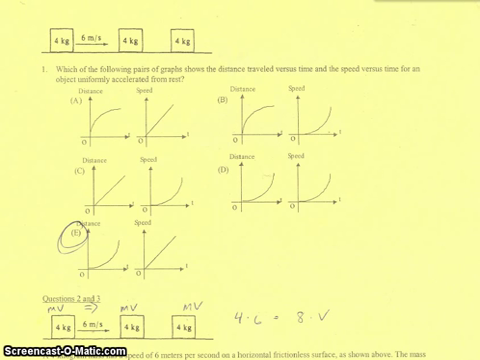We're just looking for a distance versus time and a velocity versus time graph for something that's uniformly accelerated. Again, the distance versus time graph should be curved. The velocity versus time graph should be straight because we're showing uniform acceleration, so the answer was E.